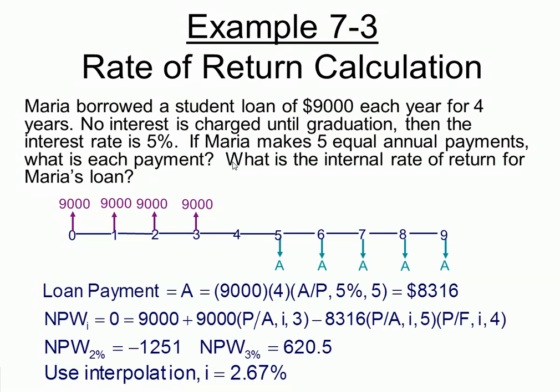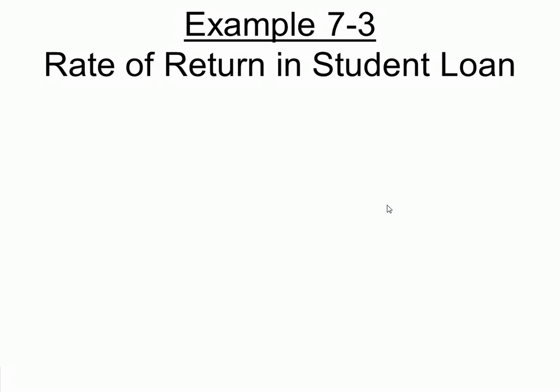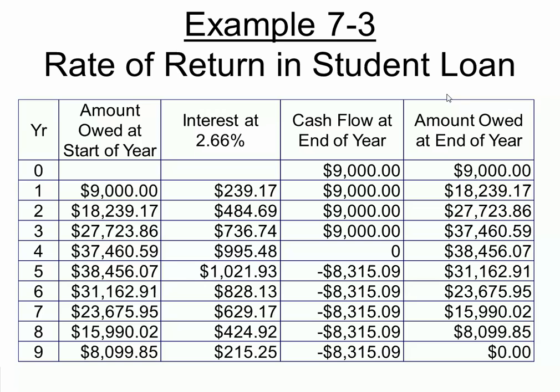All right, so this example was very useful because it shows that we can have different interest rates, and then we can combine all the cash flows together through time to find the internal rate of return, and that gives us a single rate of return throughout this entire loan. So again, if you look at the rate of return in a student loan, this is the amount owed at the start of the year, and at interest of 2.66, which is pretty close to 2.67, we're gonna get the interest on this loan.